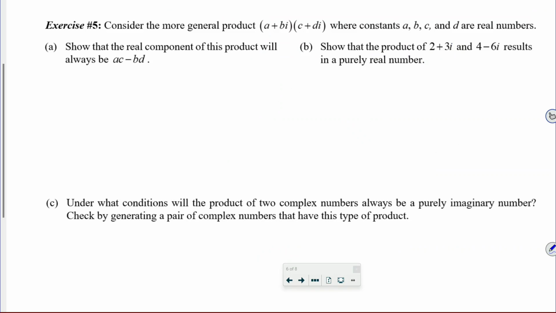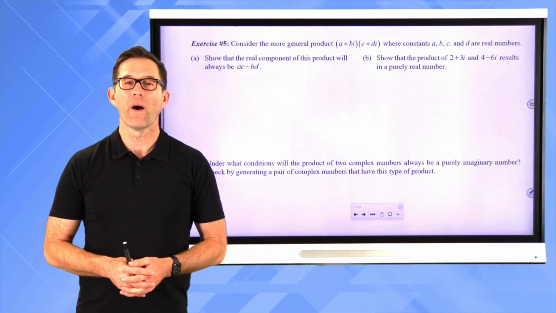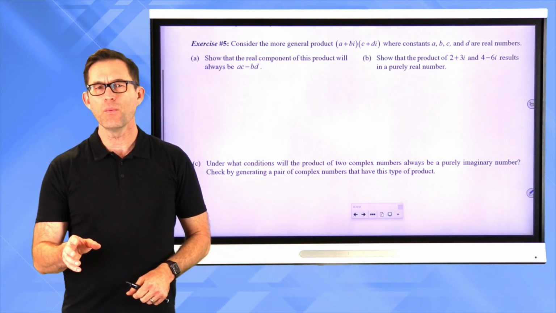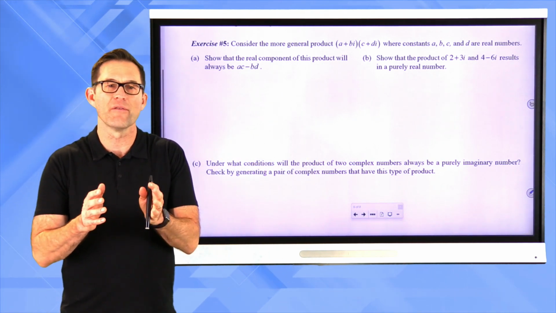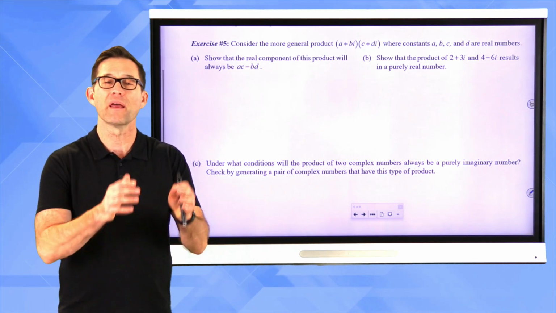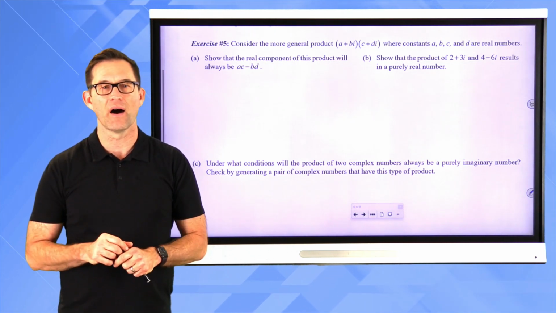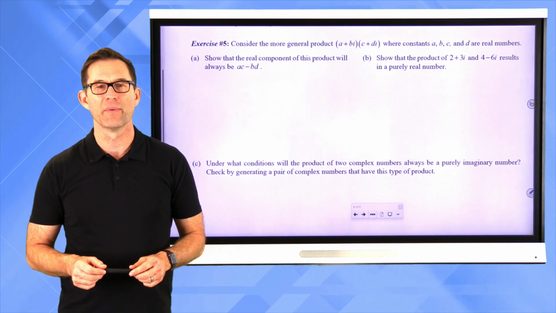Consider the more general product a plus bi times c plus di, where constants a, b, c, and d are all real numbers. Letter A. Show that the real component of this product will always be a times c minus b times d. All right. Well, why don't you pause the video now and play around with this. It's going to be pretty symbolic, but see what you can do. See if you can frame that in sort of the form of a complex number, meaning some kind of real component plus some kind of imaginary component times i. Pause the video now and play around with it a little bit algebraically.